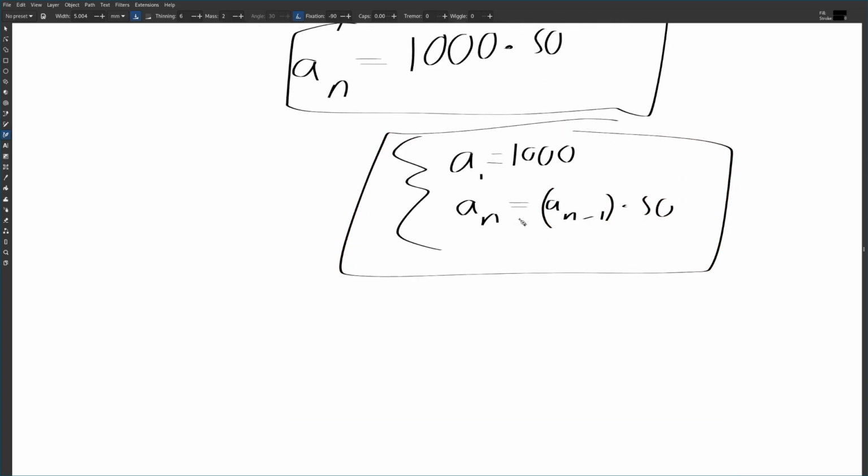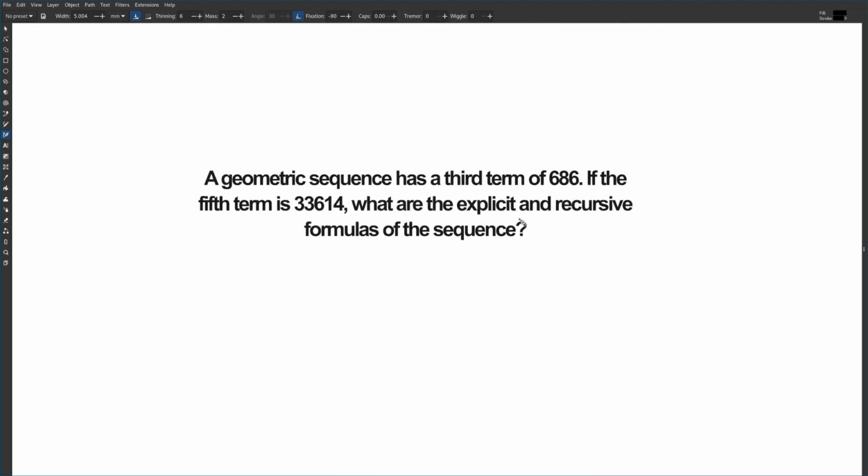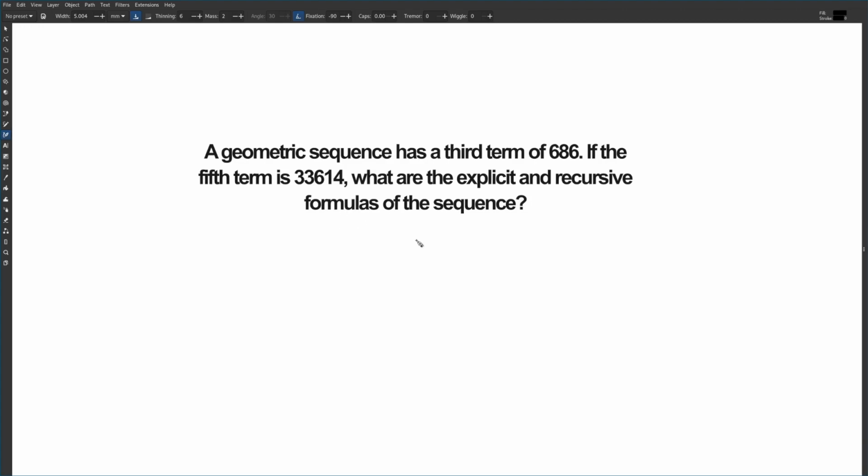Okay, let's do a little more challenging one now. A geometric sequence has a third term of 686. If the fifth term is 33,614, what are the explicit and recursive formulas of the sequence? Okay, formulas, rules are unchangeable, by the way. So a of n is equal to a of 1 times r to the power of n minus 1.